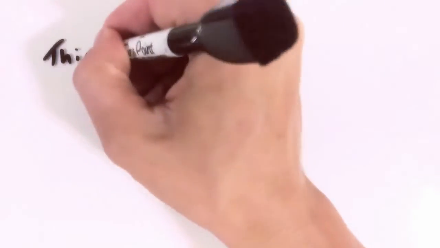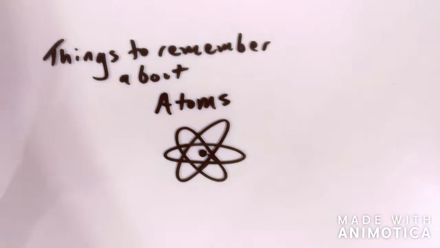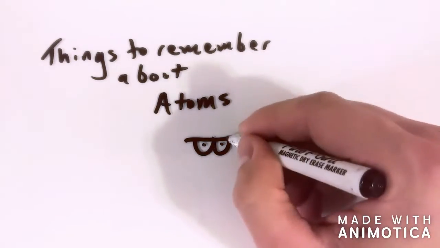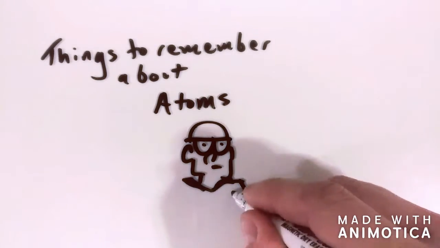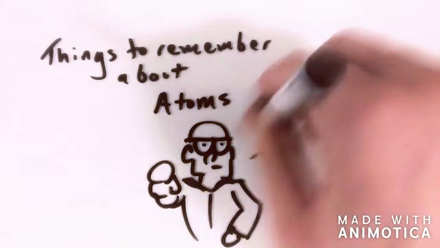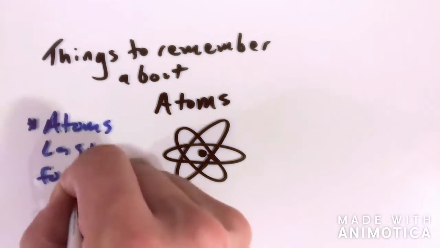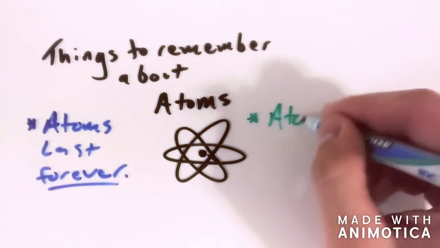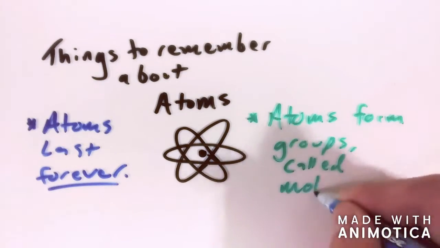So let's understand chemical reactions. In order to understand them, we have to remember some things about atoms. These are very important. If we forget these things about atoms, then we cannot understand chemical reactions. So the things to remember are, first of all, atoms last forever. The next thing we have to remember is that atoms form groups called molecules.